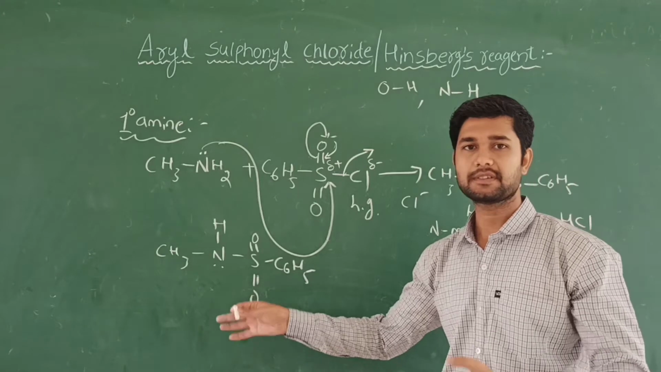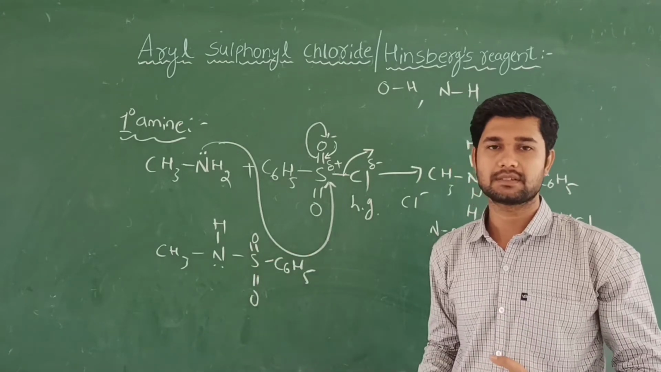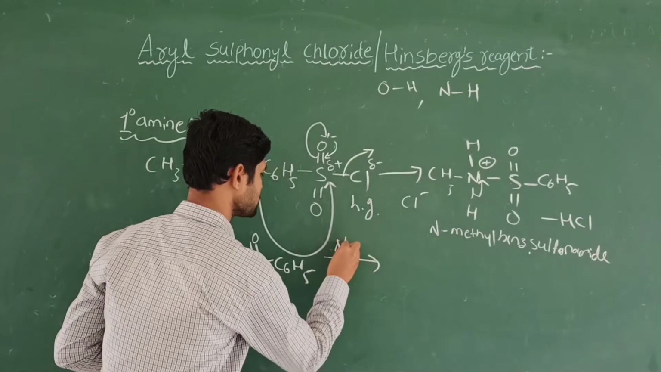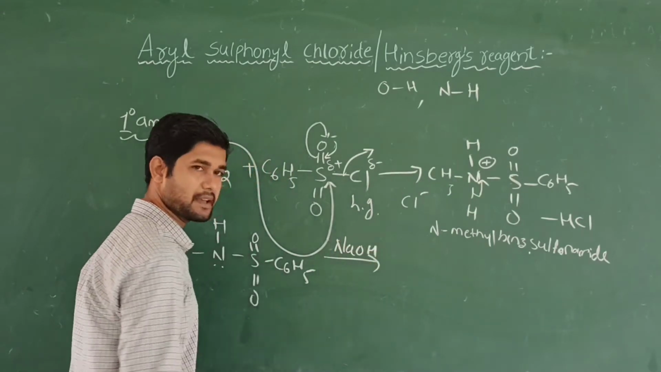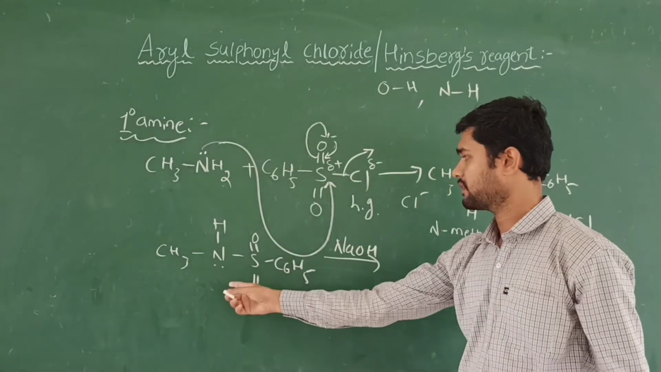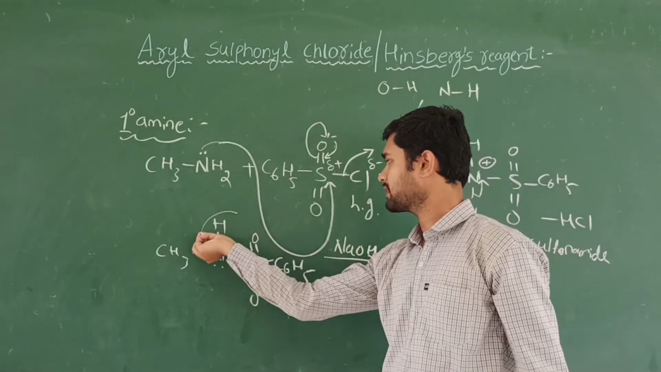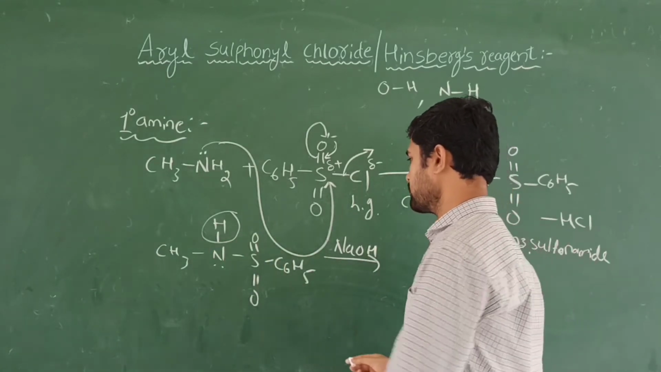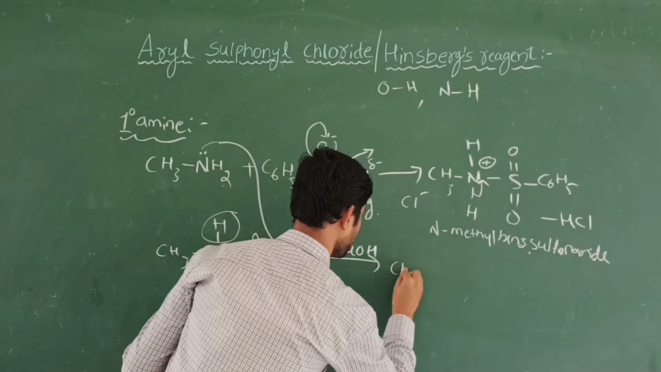If this compound is soluble in NaOH, then it is called a primary amine. See here how it is soluble: NaOH acts as a base, so obviously it requires an acidic proton. Here it contains the acidic proton. This contains the acidic proton. So what happens? What is going to be formed here?